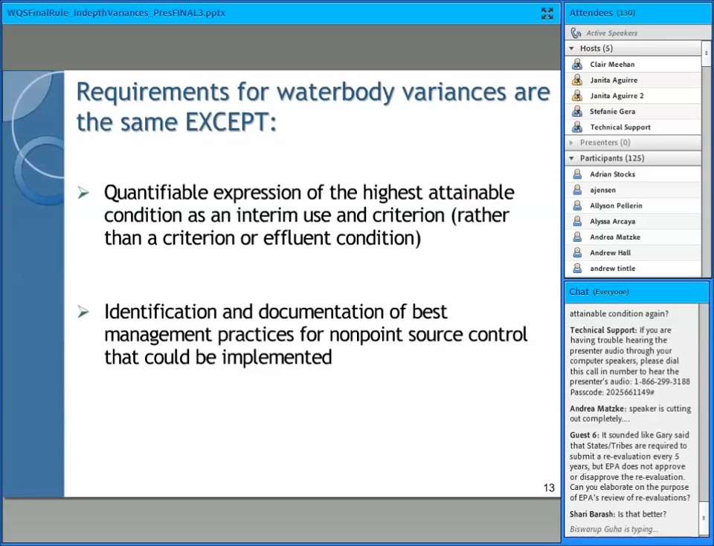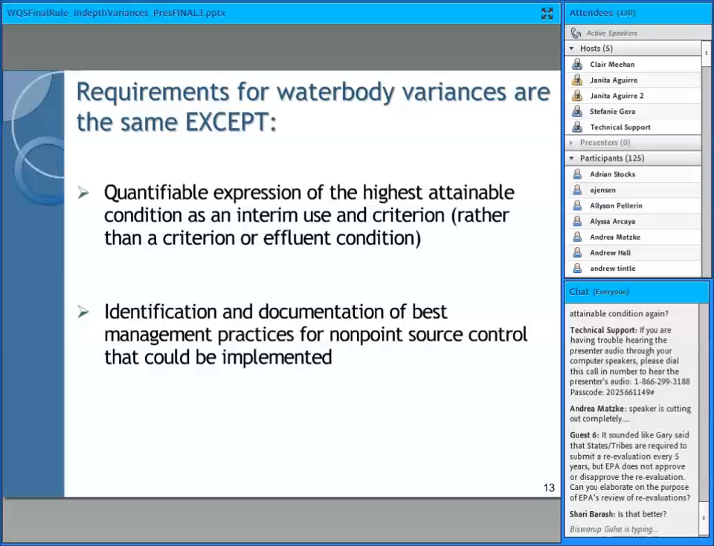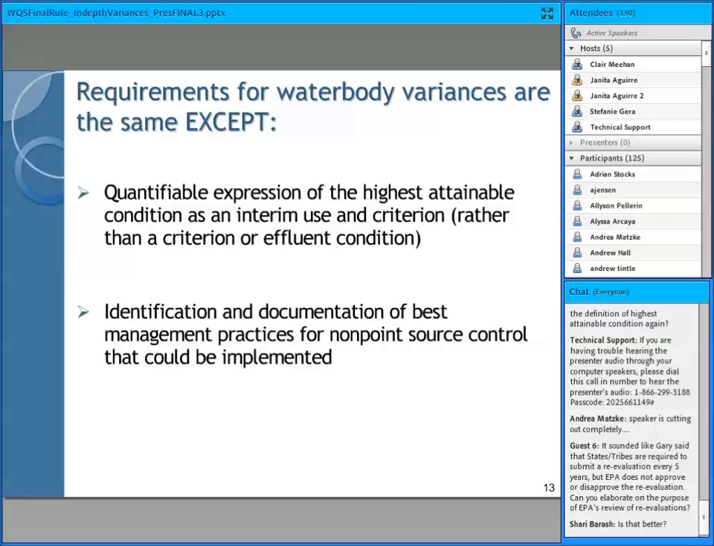In addition, requiring states and authorized tribes to provide the public with information about the potential impact of controlling non-point sources of pollutants increases public transparency and accountability. For the same reasons, any subsequent water body variance must include documentation of whether and to what extent any best management practices were implemented and the water quality progress that was achieved.